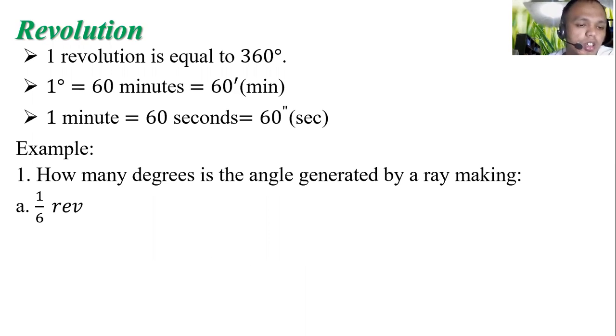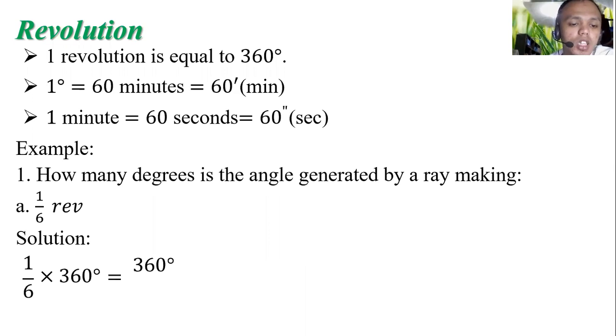For the first one, how many degrees are there in 1/6 revolution? To compute the number of degrees given the revolution, we have 1/6 times 360 degrees, which is 360 divided by 6, or 60 degrees. So 60 degrees is only 1/6 of a revolution, and the whole revolution is equal to 360 degrees.